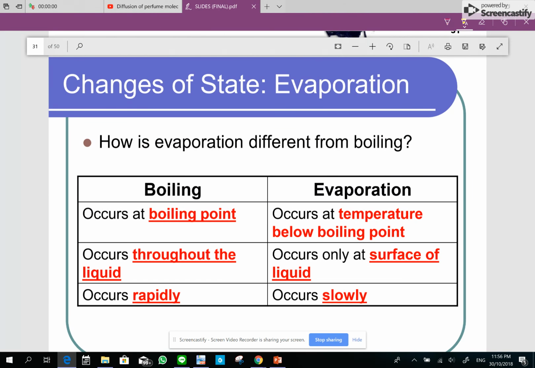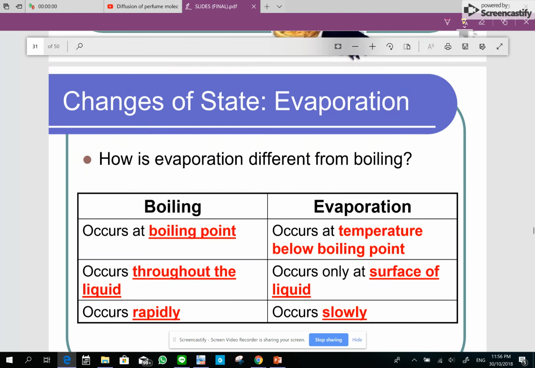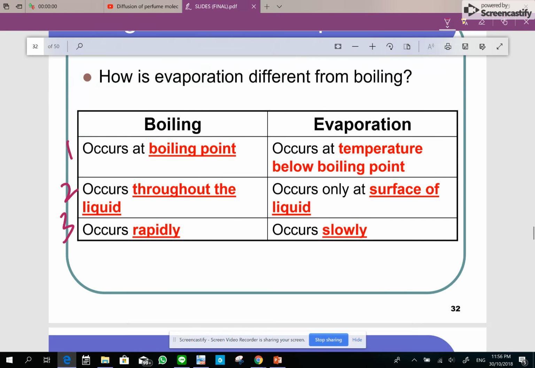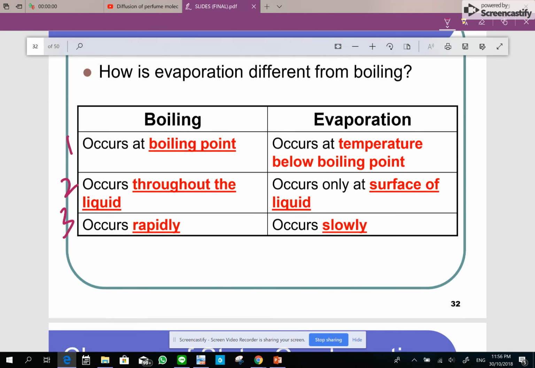This table shows you the difference between boiling and evaporation very clearly. There are three main differences: where they occur, whether it is throughout the liquid or at the surface; how they occur, whether it is very fast or very slow; and whether it is at the boiling point or below the boiling point. So do take note of this.